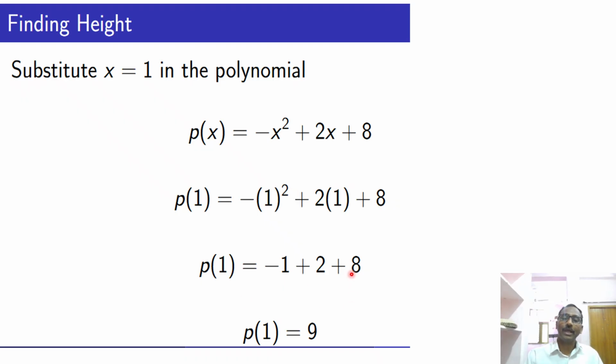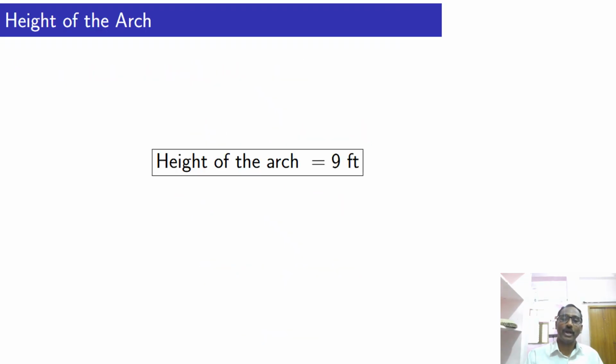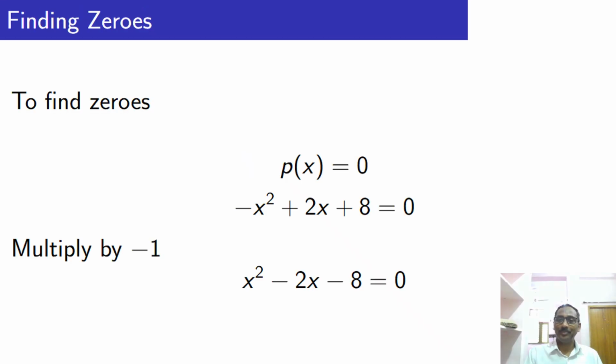After simplification, 8 plus 2, 10, 10 minus 1, 9. So P of 1 equal to 9. So what is the height? 9. What is the unit they gave? In that unit you have to write. Feet. In feet they gave. So height of the arch is equal to 9 feet. First question is over. So at x equal to 1, you just have to substitute x equal to 1 in the given polynomial. Directly you are getting 9 feet. So that is a 1 mark question.